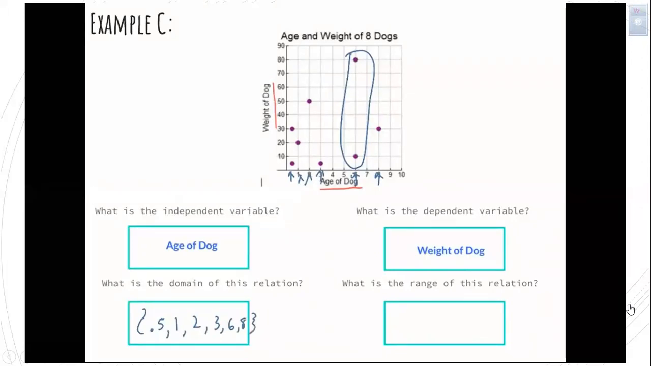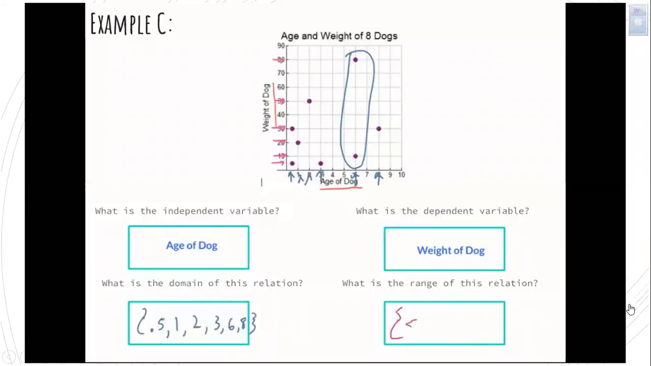The next thing we're going to do is write down our range. So we're going to do that by going horizontally. These are by 10. So I've got some points that look like they're at 5, another point at 10, another point at 20, a couple points at 30, a point at 50, and a point at 80. So again, I'm going to write those down using my braces. Again, they don't have to be the prettiest thing in the world. And I'm going to put them in order from least to greatest.